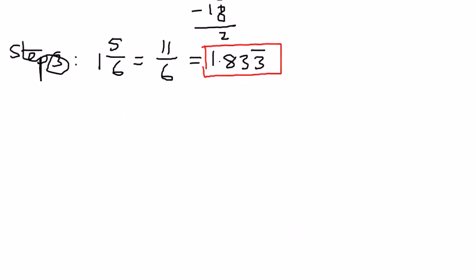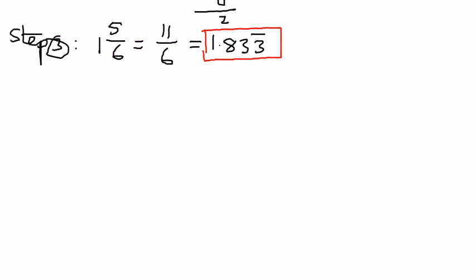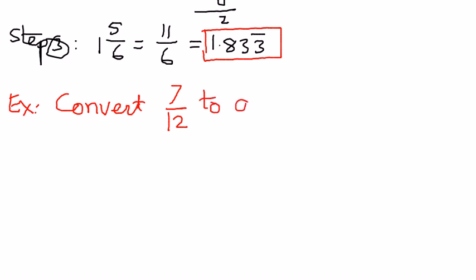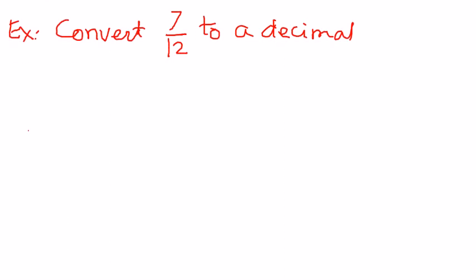Let's say we have another example of this kind. This time we want to convert 7/12 to a decimal number. We'll follow the same steps as in the previous example to arrive at the answer. Step number 1. 7 is less than 12. The numerator is less than the denominator, so it is a proper fraction. So 7 divided by 12.